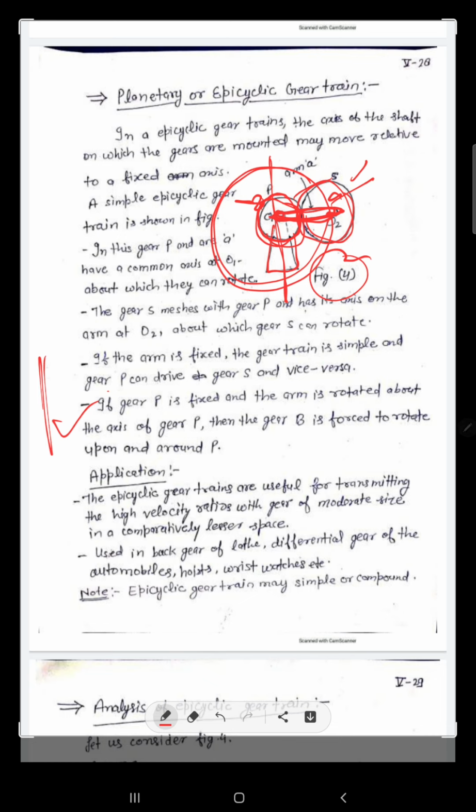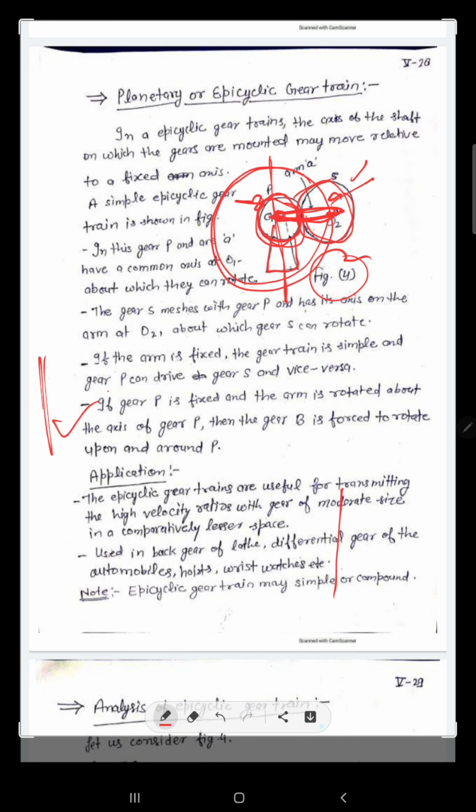Epicyclic gear trains are useful for transmitting a high velocity ratio with gears of moderate size in a comparatively lesser space. They are used in the back gear of the lathe, differential gear of automobiles, hoists, wrist watches, etc. An epicyclic gear train may be simple or compound.